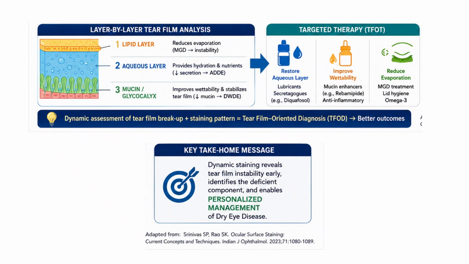The tear film, as you know, is made up of three layers: the lipid, aqueous, and mucin layers, and targeted therapies are available for each specific layer. This dynamic staining will reveal tear film instability early, identify the deficient component, and enable personalized management of dry eye disease.